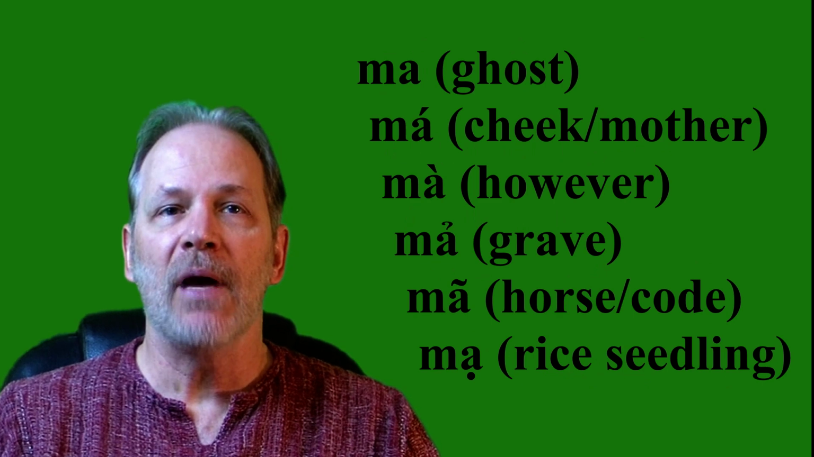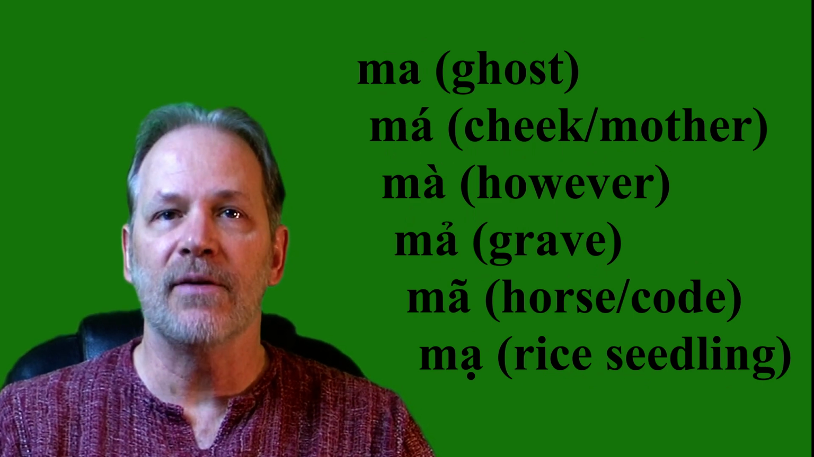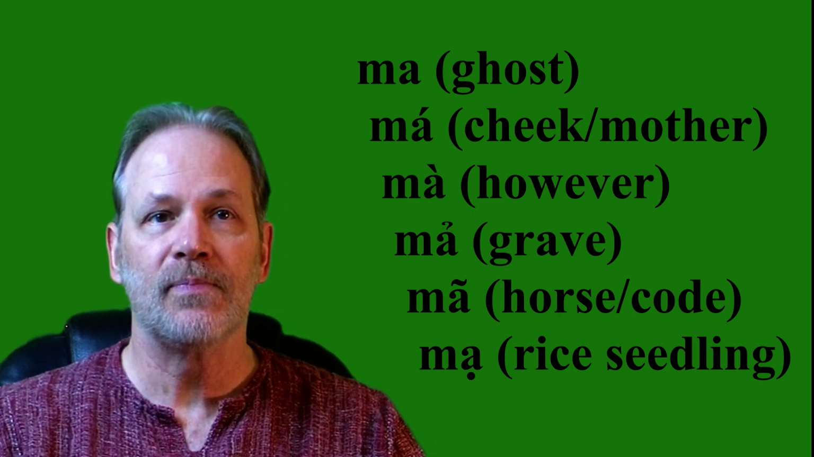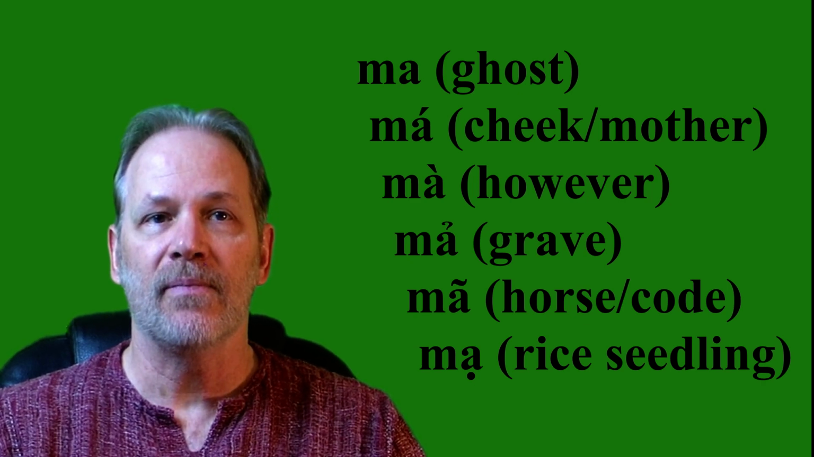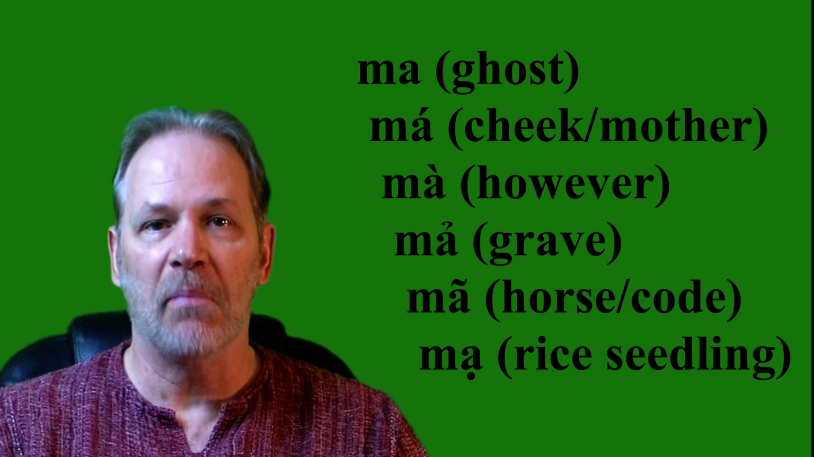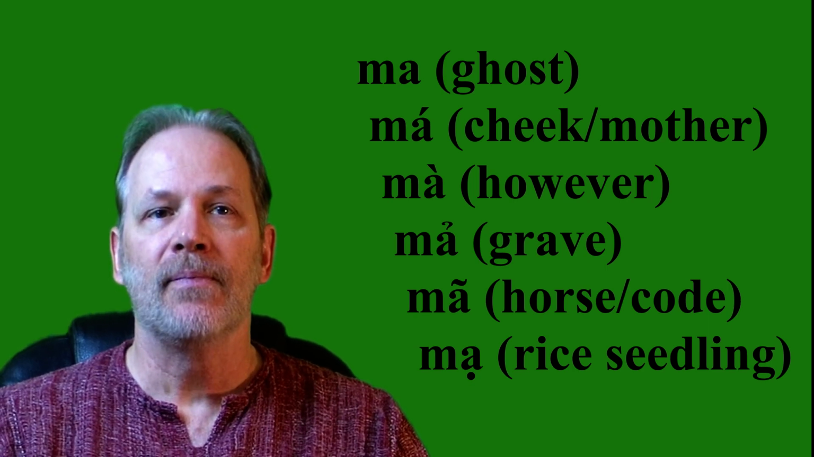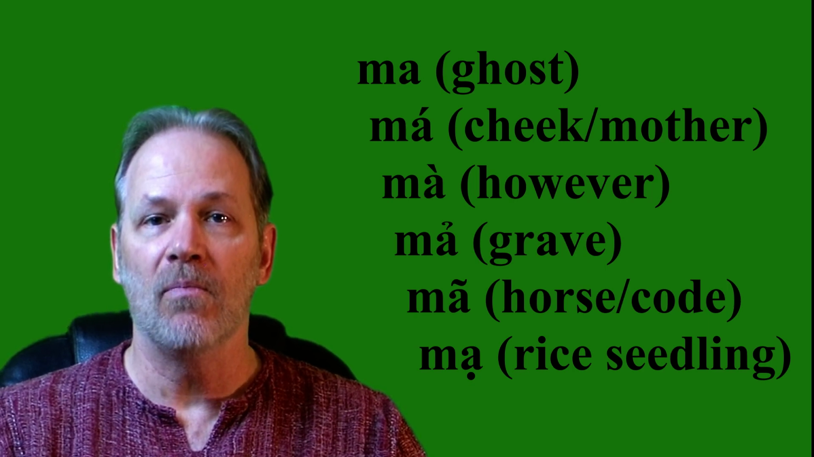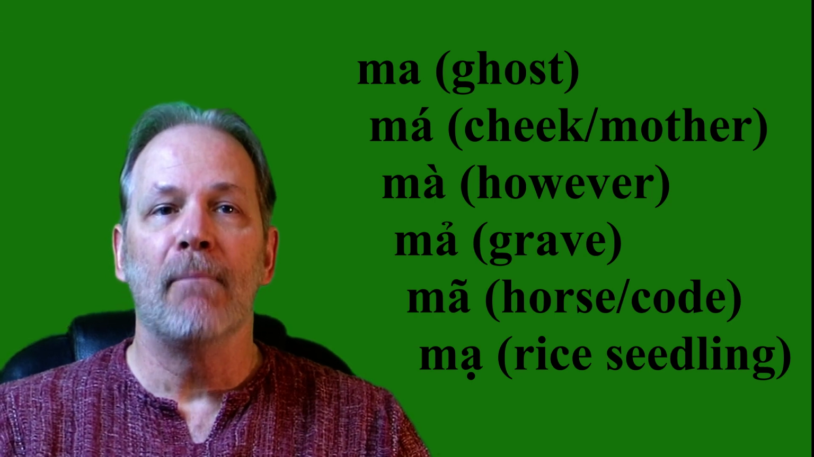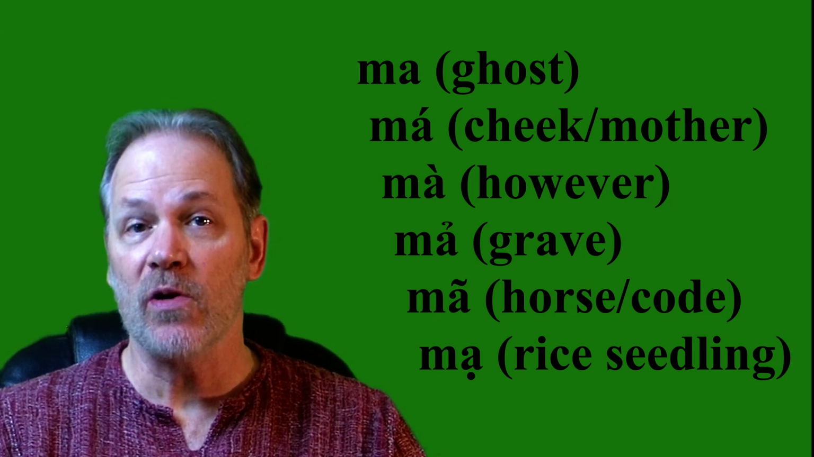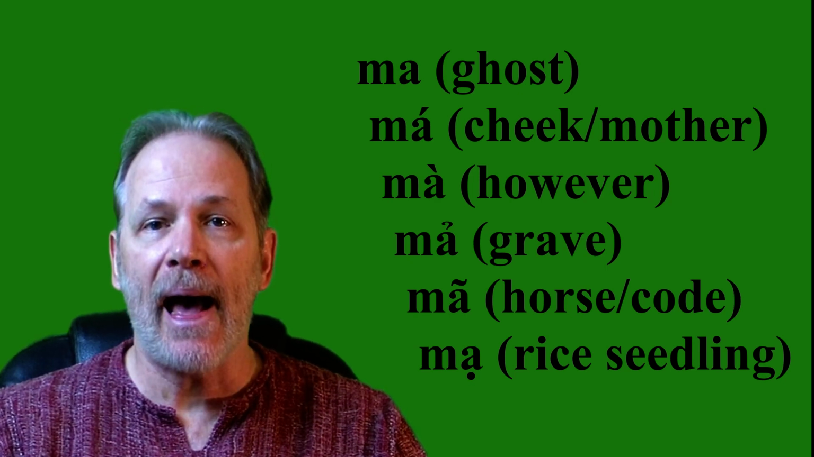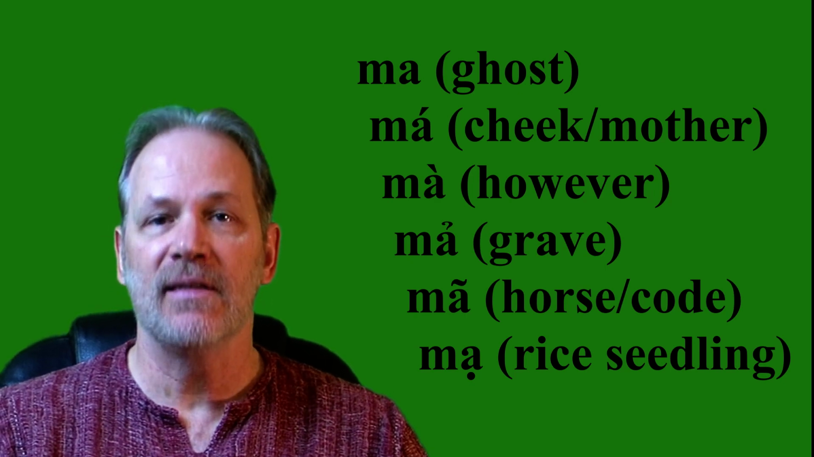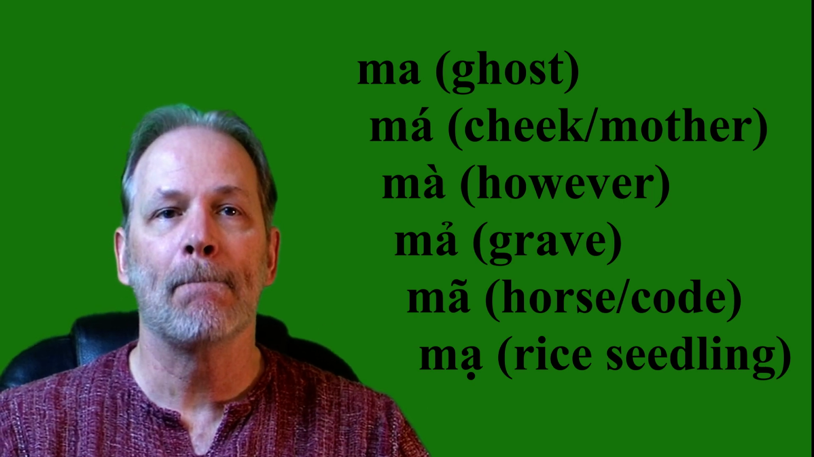So the word ma, M-A, has at least 6 different meanings depending on the tone. Ma, ghost. Ma, cheek or mother. Ma, however, but. Ma, grave, like in Moma. Ma, horse or code. Maaso means code. And ma, which is a rice seedling, a small rice plant.